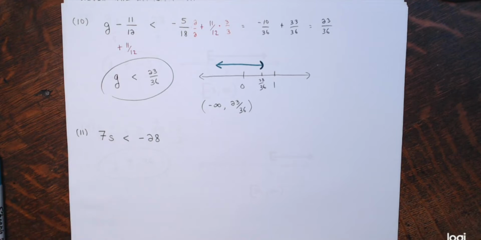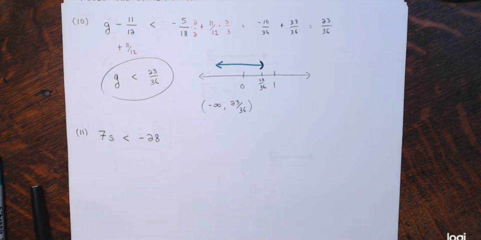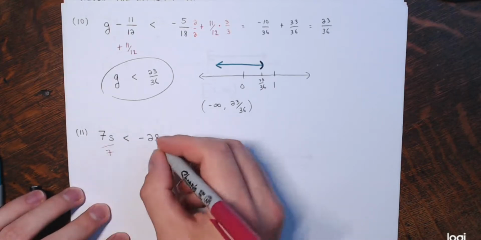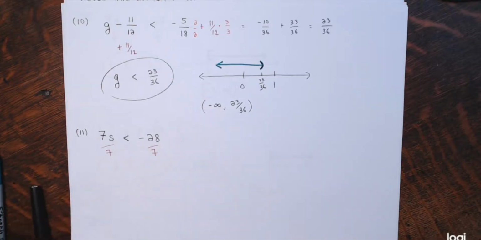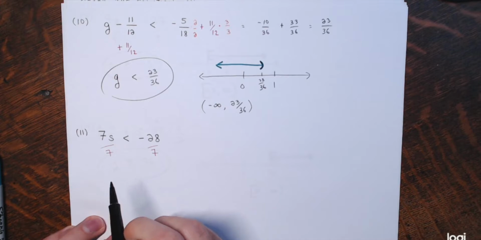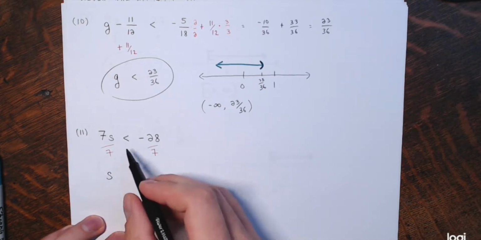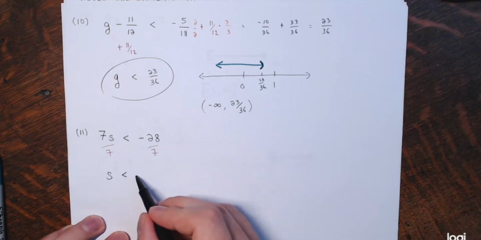Okay. Next example, 11. Just 7 times s is less than negative 20. I want to solve for s. Just divide by 7. Very simple one. Now this is a positive 7, so again the symbol does not flip. We'll eventually get to ones where we're dividing by a negative, and the symbol will flip, but s here is less than negative 4. And there you go.